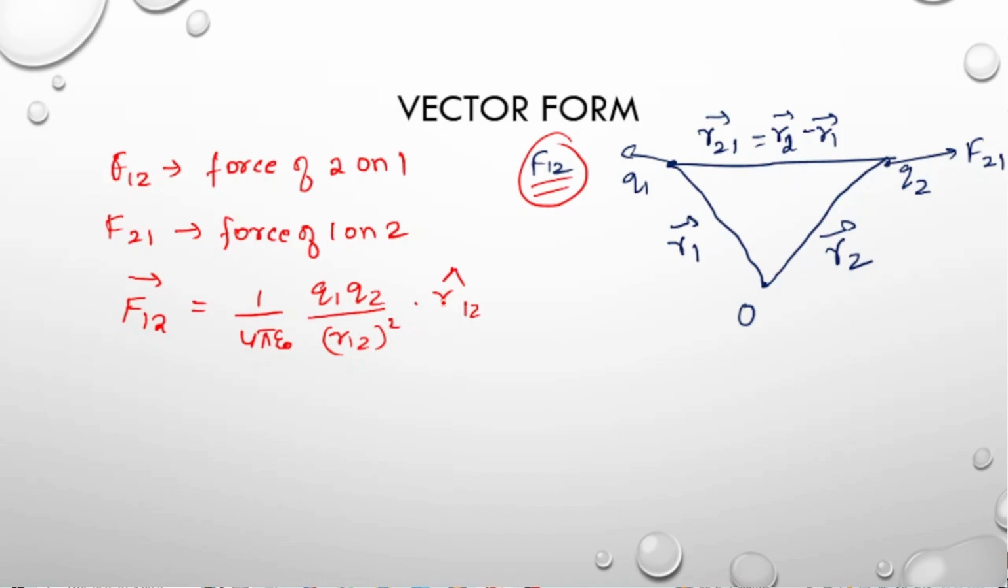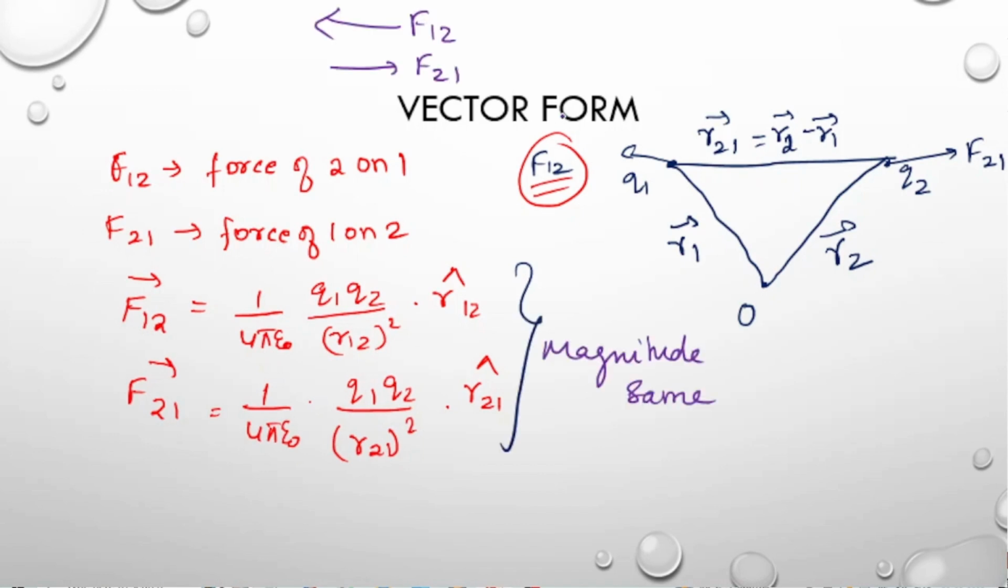Now if you observe these two equations, the magnitudes are the same, but they vary in direction. If F12 is acting in this direction, your F21 will act in this direction. That means they are acting in opposite directions. The direction varies, but their magnitude is the same.